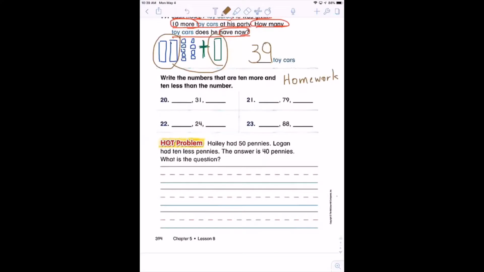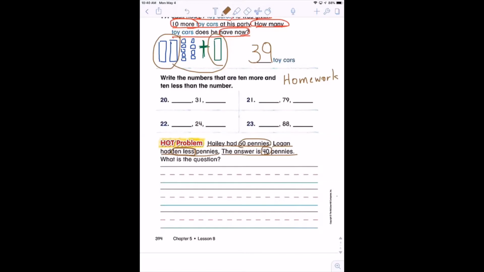It says Haley had 50 pennies. Logan had 10 less pennies. The answer is 40 pennies. So then what was the question? Okay, so Haley had 50 pennies. Logan had 10 less pennies. The answer is 40 pennies. So what was the question?